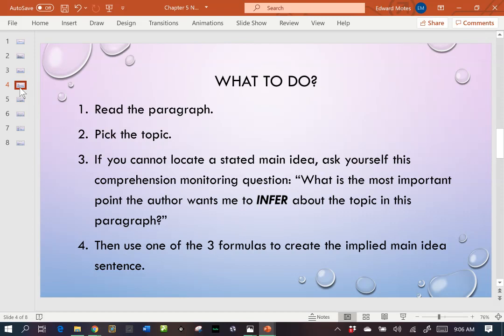So when you're given a paragraph, this is what you need to do. First, you're going to read that paragraph. Second, you're going to pick the topic. Third, if you can't find a stated main idea, you're going to ask yourself the comprehension monitoring question, which is, what is the most important point the author wants me to infer about the topic in this paragraph? And then you're going to use one of 3 formulas to create that implied main idea sentence.